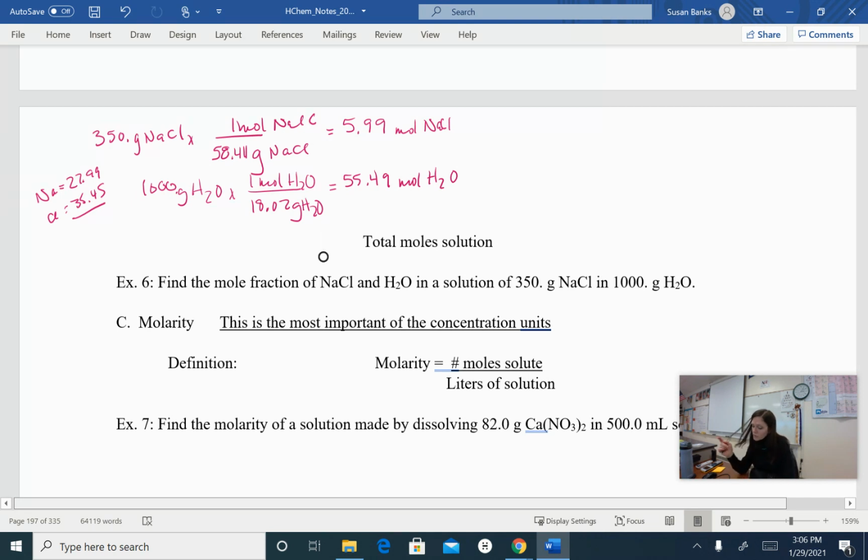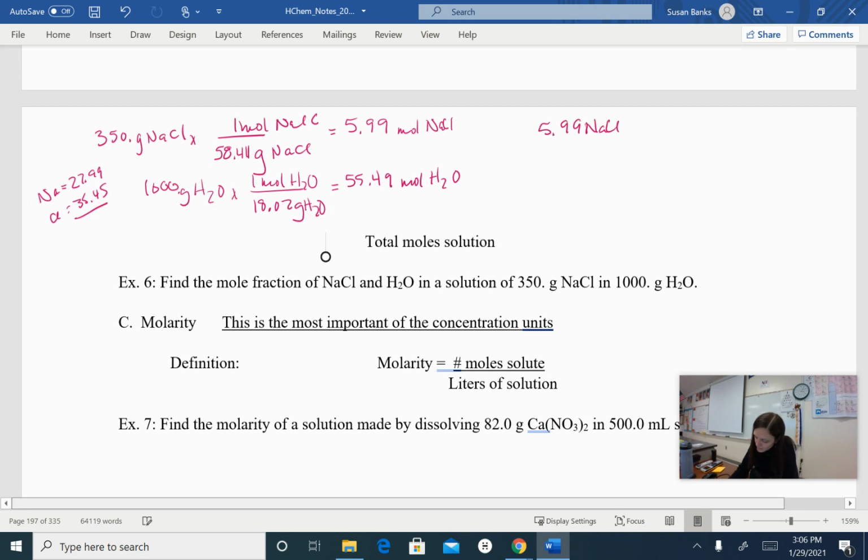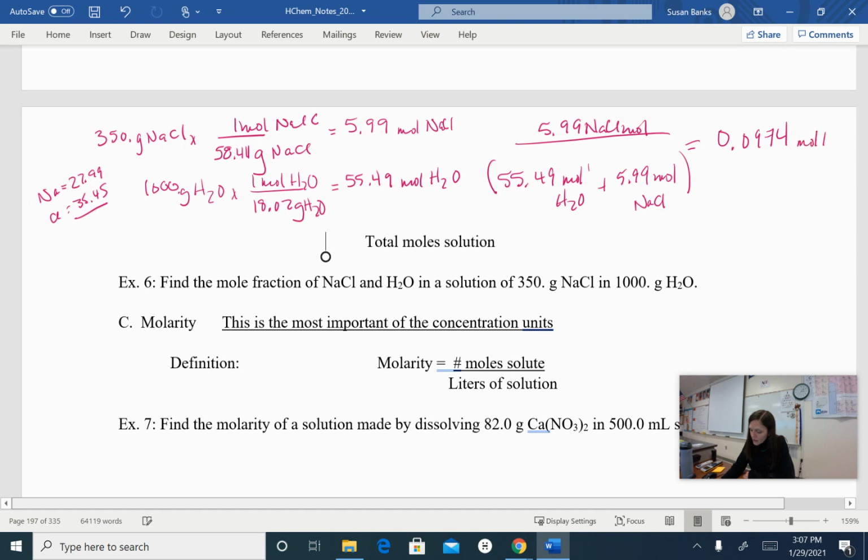Now remember, it's the mole of the solute, which is the sodium chloride. So I'm going to take the moles of the sodium chloride divided by the total moles. So I have the 55.49 moles of water plus the 5.99 moles of sodium chloride for the total moles. So 5.99 divided by the sum of 55.49 plus 5.99 gives us a mole fraction of about 0.0974. That's our mole fraction of sodium chloride.